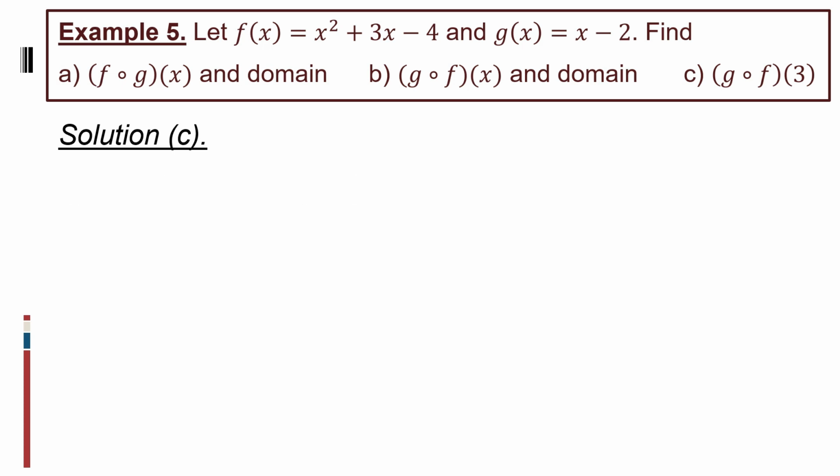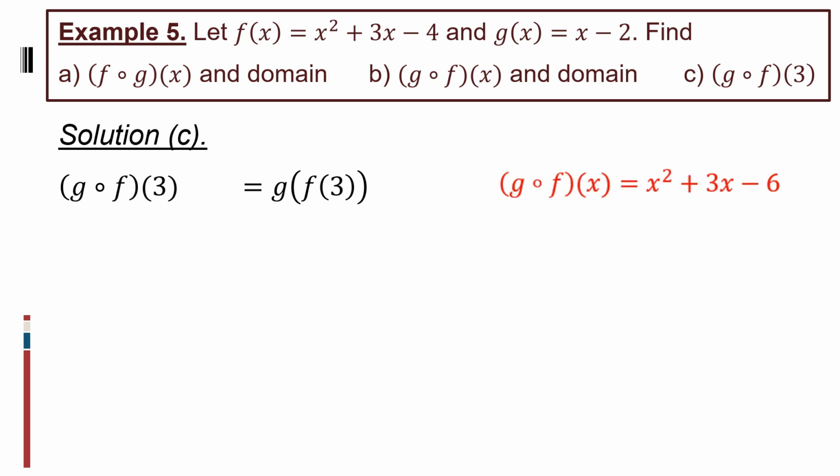And for letter C, g circle f of 3 is equal to g of f of 3. Pero diba, na-show na natin doon sa letter B kanina that g of f of x is equal to x squared plus 3x minus 6. So we can evaluate this now at 3. So that is 3 squared plus 3 times 3 minus 6. So that is 9 plus 9 minus 6 or 12.